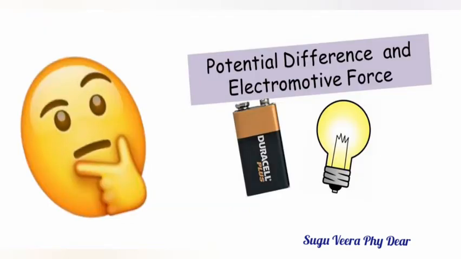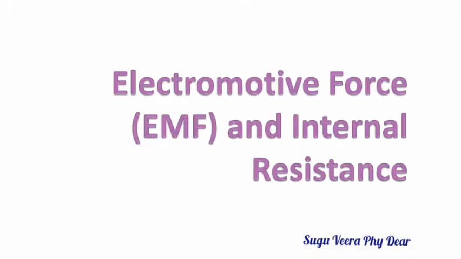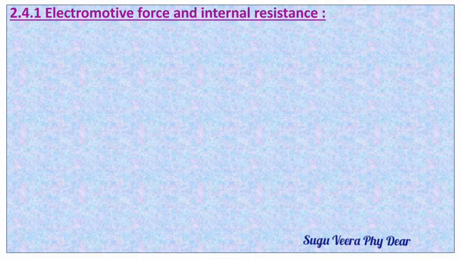What is meant by potential difference and electromotive force? Voltage across a source is called electromotive force. Voltage across 2 points in the external circuit is called potential difference. Next topic, electromotive force and internal resistance.